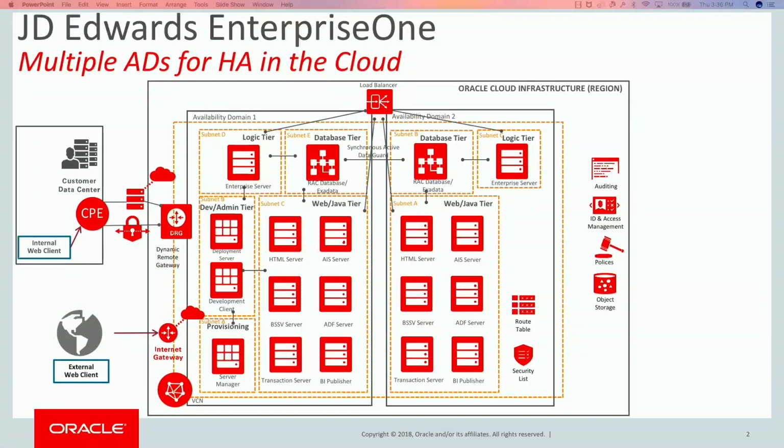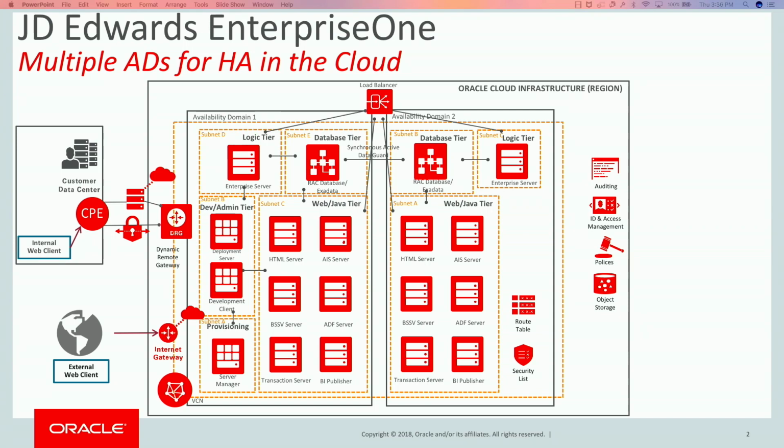The application we have chosen is JDEdwards. It's running across 2 availability domains, meaning two data centers within the same region. What we are demonstrating is that the Oracle application has multiple stacks in it. The complete stack is running in parallel on 2 different data centers.